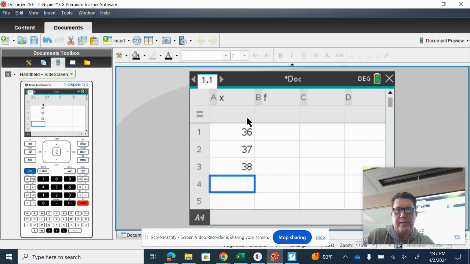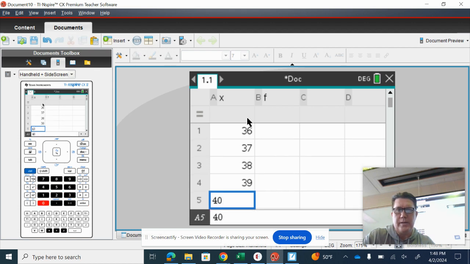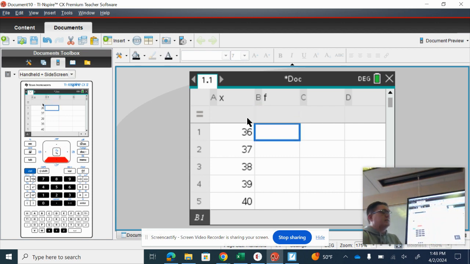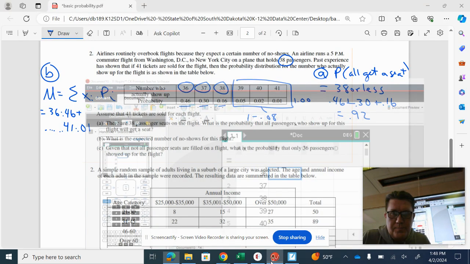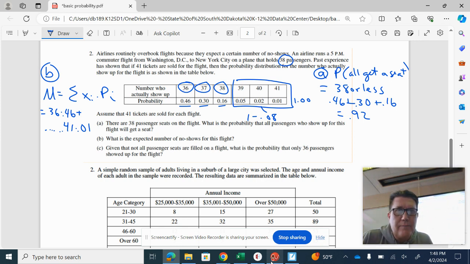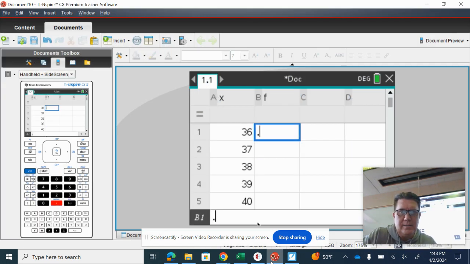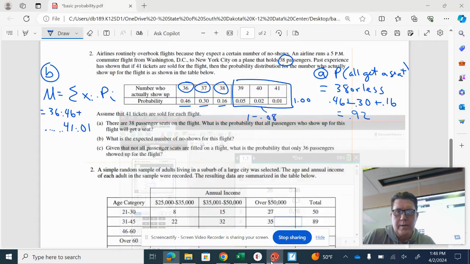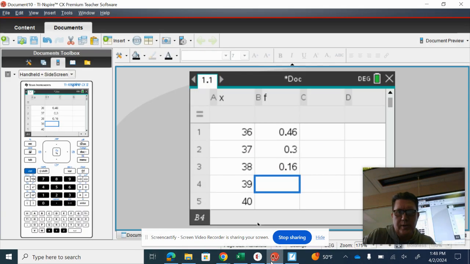36, 37, 38, 39, 40, 41, and 36. Oh, sorry, I was not thinking there. We got 46, 30, and 16, so you put the frequency in here. That's why I called it F. And then we got 5, 2, and 1.